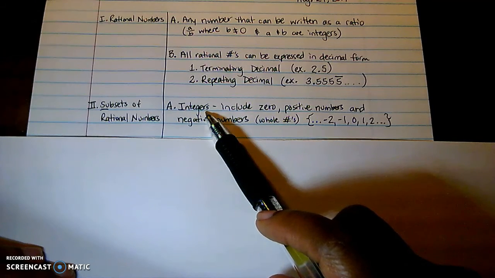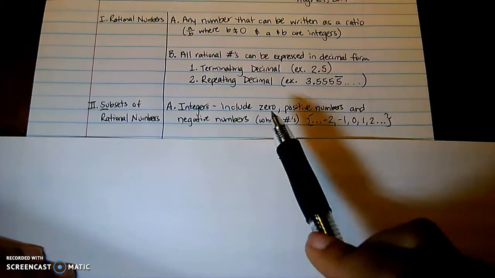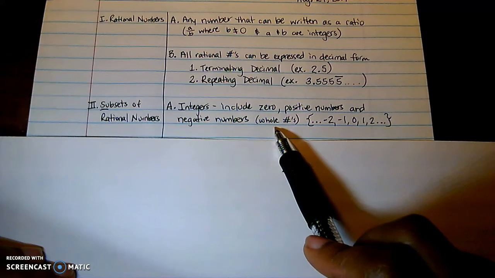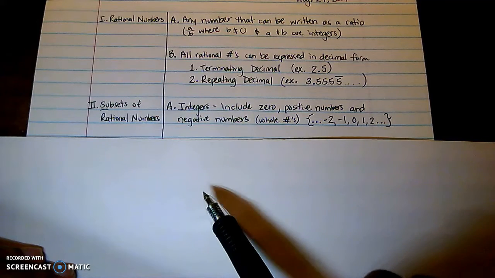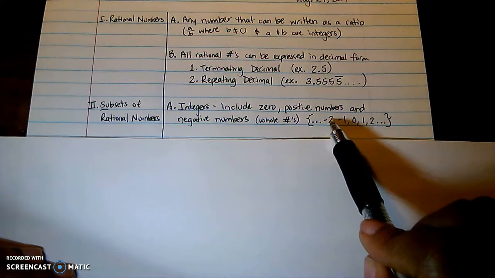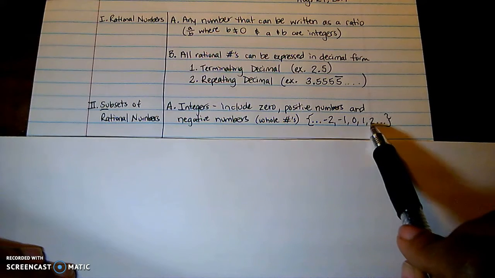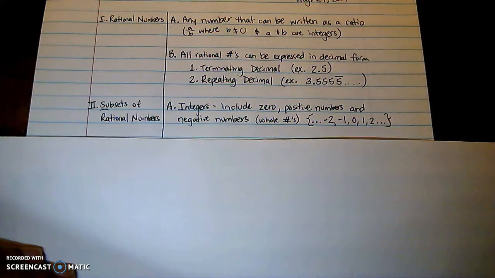So integers include 0, all positive whole numbers, and all negative whole numbers. I added that little whole numbers there because I forgot to put it right after the positive and right after the negative. But when we're talking about integers, we're talking about all the negative numbers, 0, and all the positive numbers. So we can use this as our example of what integers are. Go ahead and jot that down.